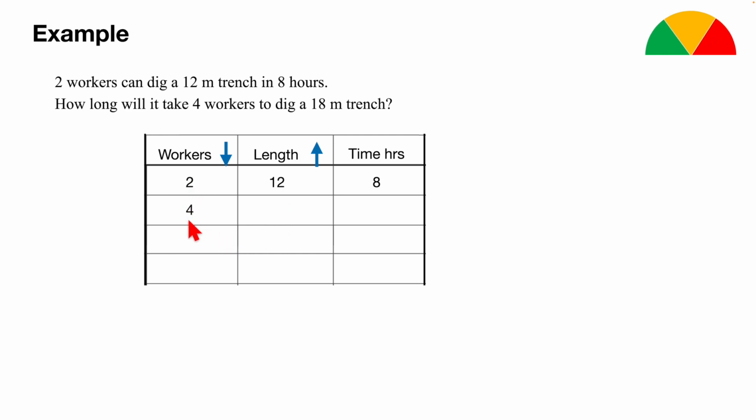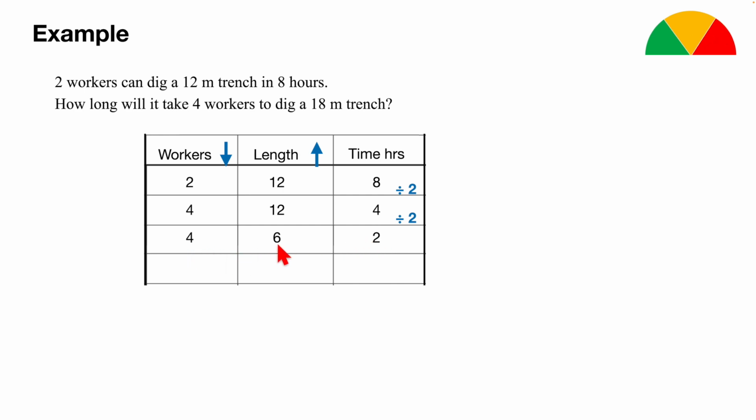I'm going straight to 4 workers now. So I am doubling the number of workers, which will halve the time, divided by 2. It'll still be 12 metres long. Now I want to get from 12 metres up to 18 metres. So I'm going to do that via 6 metres. I'm going to halve this and then double it. So halving the length of the trench will halve the time. It only takes 2 hours if you've got 4 workers.